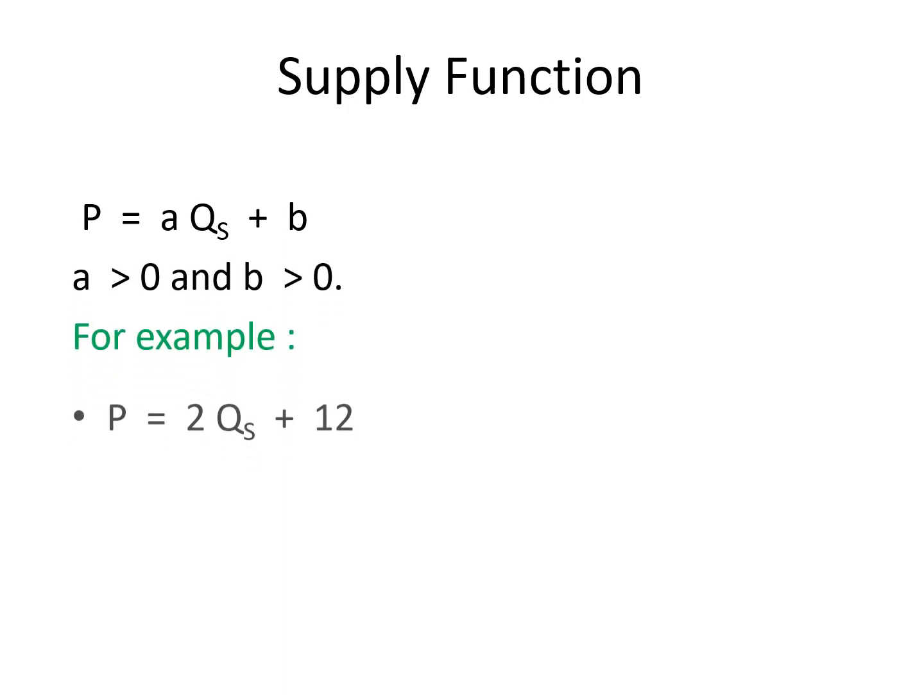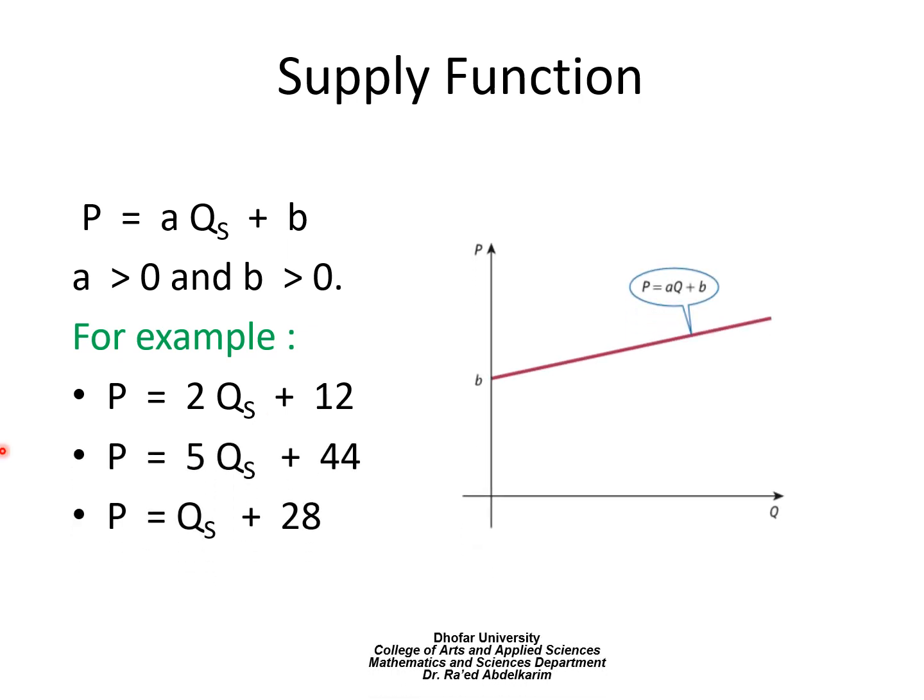As examples of these supply functions, you can see here three examples: P equals 2Q plus 12 (this should be QS as well), P equals 5Q plus 44, and P equals Q plus 25. You can see here as the price increases, the quantity also increases. As the price is decreasing, the quantity is decreasing. So this kind of relation is called an increasing function.